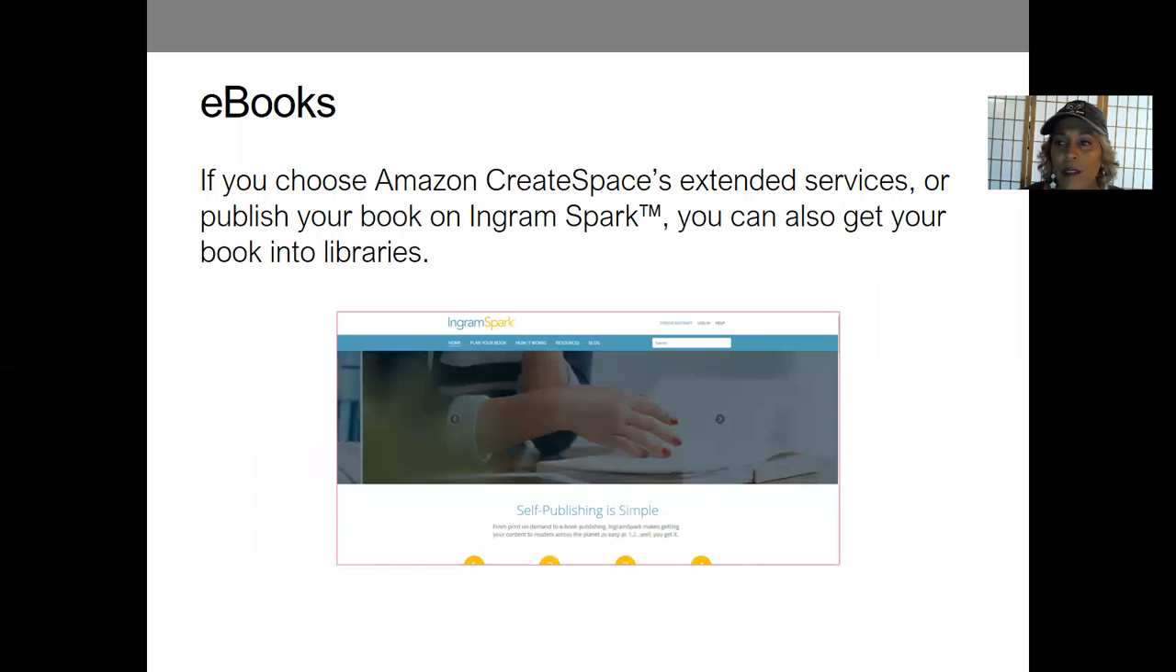One of the easiest ways to do an ebook is to do CreateSpace. It's one of the fastest ways to do it. Or you can use Ingram Spark, which is part of the Ingram published distributor. And you can also get that into libraries as well. You can't really get Amazon CreateSpace into libraries, and that's because it's owned by Amazon. Bookstores and libraries don't like Amazon. They took their business.